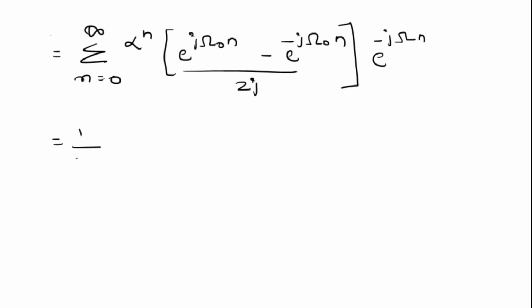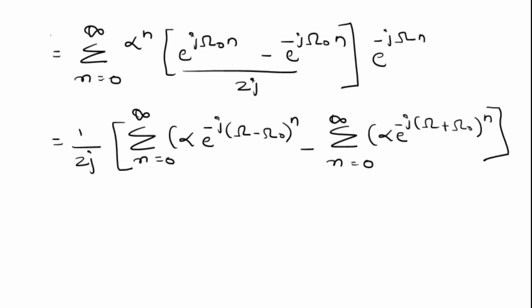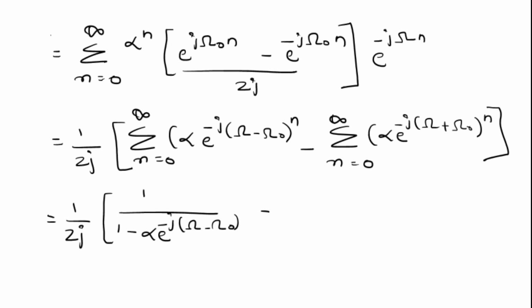which is equal to 1 divided by 2j summation n is equal to 0 to infinity alpha into e power minus j into omega minus omega naught to the power n minus summation n is equal to 0 to infinity alpha into e power minus j omega plus omega naught to the power n, which is equal to 1 divided by 2j into 1 divided by 1 minus alpha into e power minus j omega minus omega naught minus 1 divided by 1 minus alpha into e power minus j omega plus omega naught.